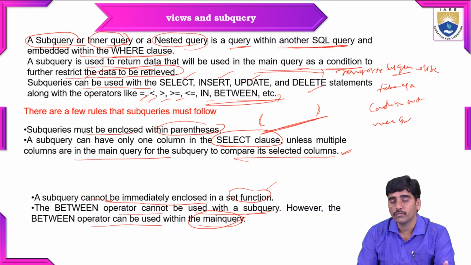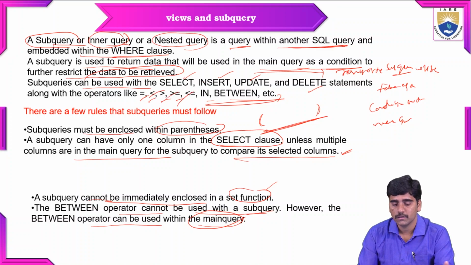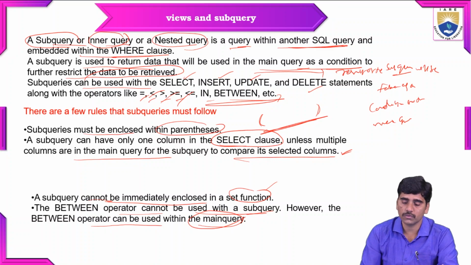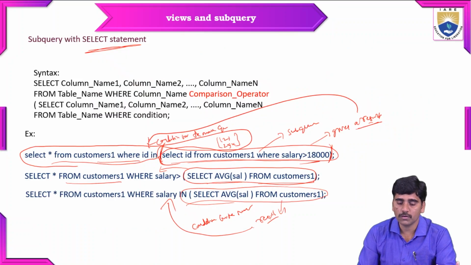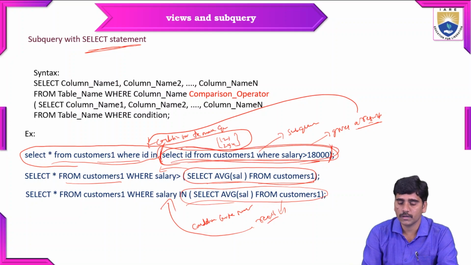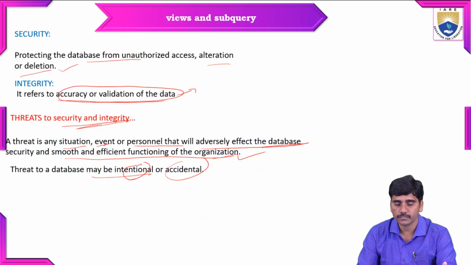Along with these, we can use some operators also: less than, greater than, equal to, in, between operators. With the help of all these, we can write queries as subqueries. To write subqueries, we also have a certain set of rules. Follow them and write the subqueries. So here, subquery with select statement: the subquery select statement contains only one column, but the main query contains a number of columns.